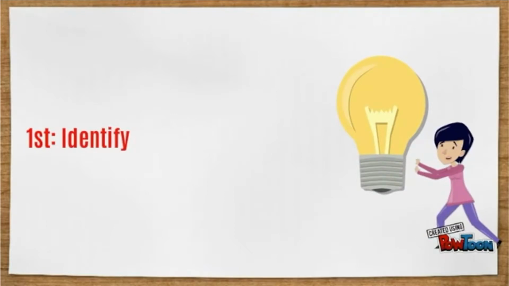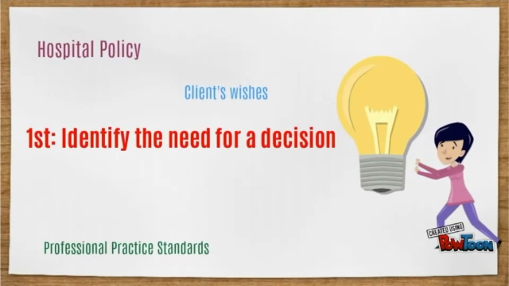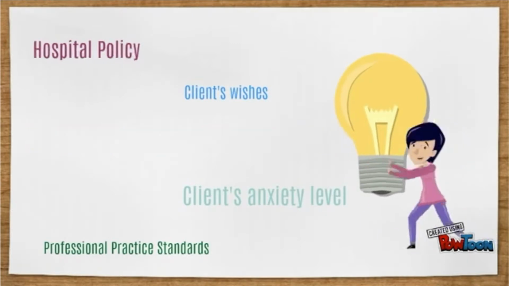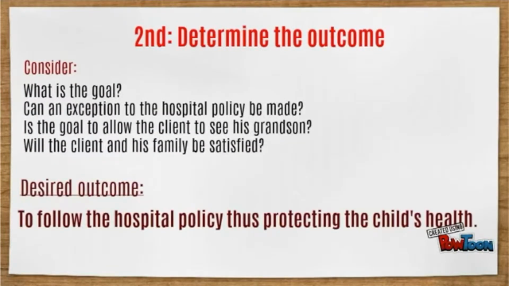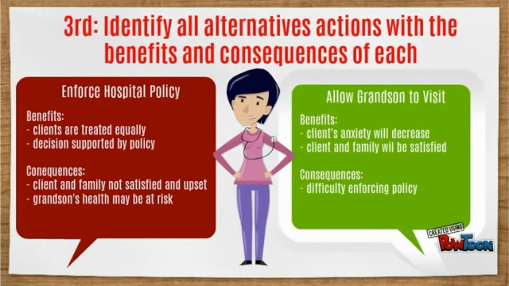First, let's identify the need for a decision and consider all of the information, such as the hospital policy, professional practice standards, the client's wishes, and the client's anxiety level. Then we should determine the outcome, thinking, what is the goal? Can an exception to hospital policy be made? Is the goal to allow the client to see his grandson? Will the client and his family be satisfied? Thirdly, identify all of the alternative actions and the benefits and consequences of each, such as the one indicated here.